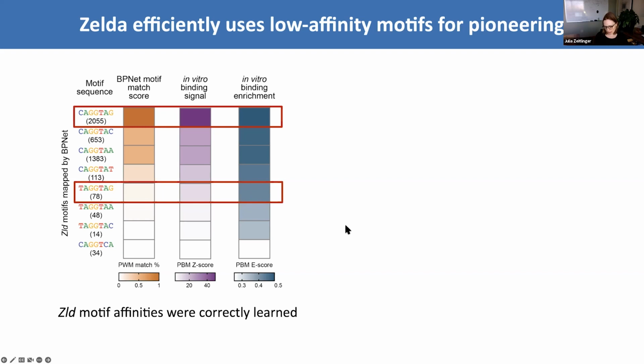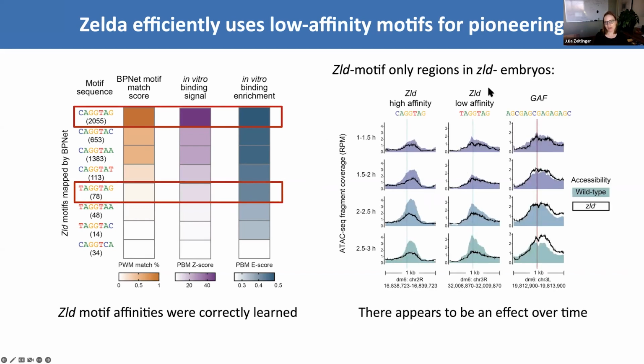So now we can go in and ask experimentally, what happens if we deplete Zelda? What happens to high versus low affinity regions? This is what we did in Zelda minus embryos, which we validated. This is just one region as an example with a high affinity motif. Over time, you can see that there is really a big difference between wild type and the Zelda mutant, and it increases over time. We see the same thing for a low affinity motif, where the effect is smaller, but we're still seeing quite a bit of an effect over time. Whereas for GAGA, of course the control, we don't see a difference.